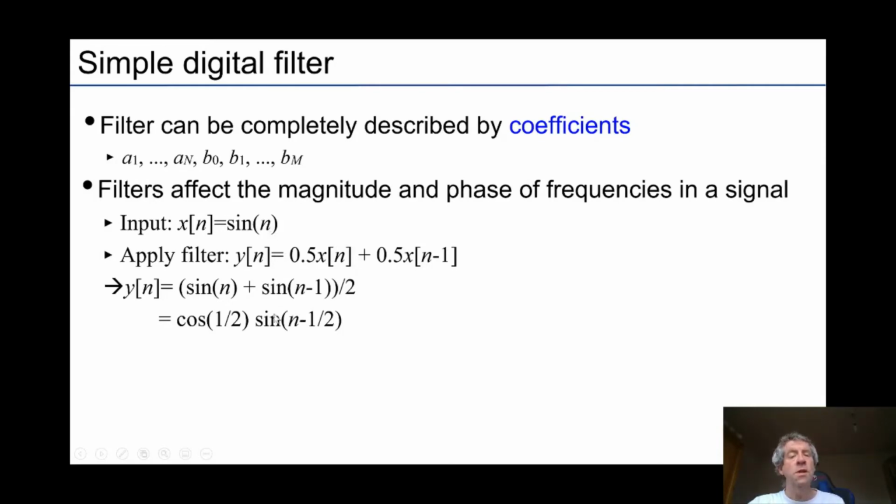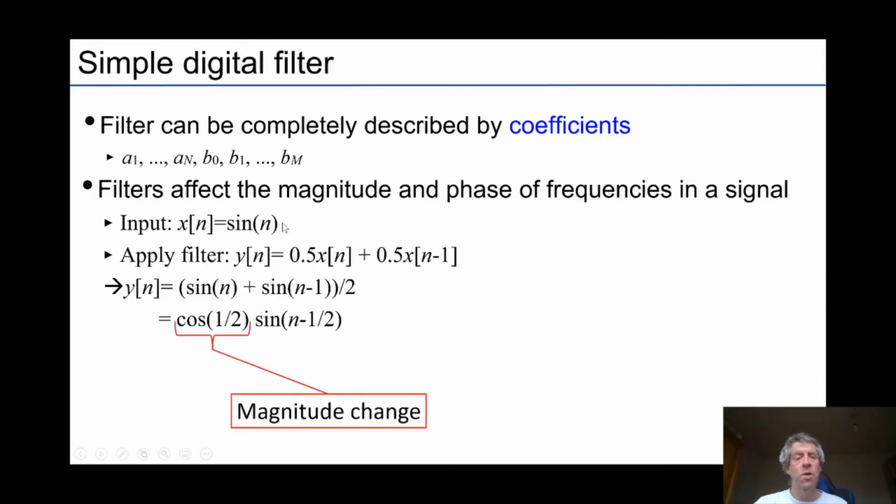So we still have sine of n, but now there's a phase change, and rather than a magnitude of 1, there's now a new magnitude, cosine of 1/2. So what did this filter do? It changed the magnitude, and it changed the phase, but you input one particular frequency, sine of n, you still get a sinusoid at that same frequency. So that's what these filters do. For any given frequency input coming in, it will change that magnitude by some amount, change that phase by some amount.